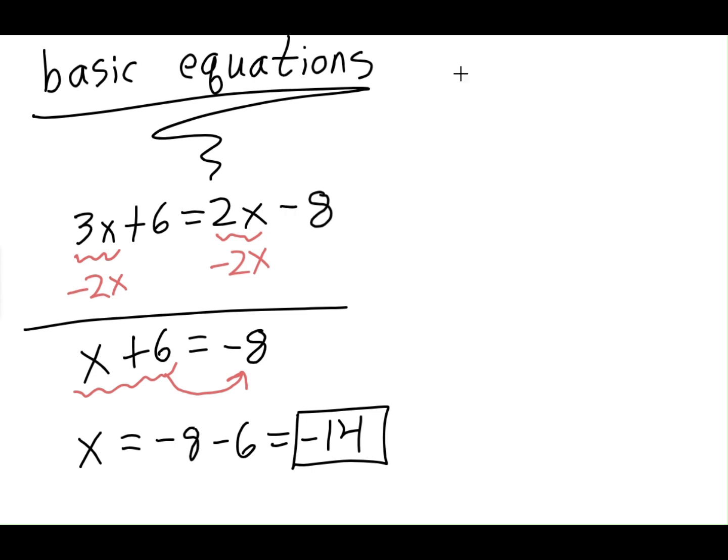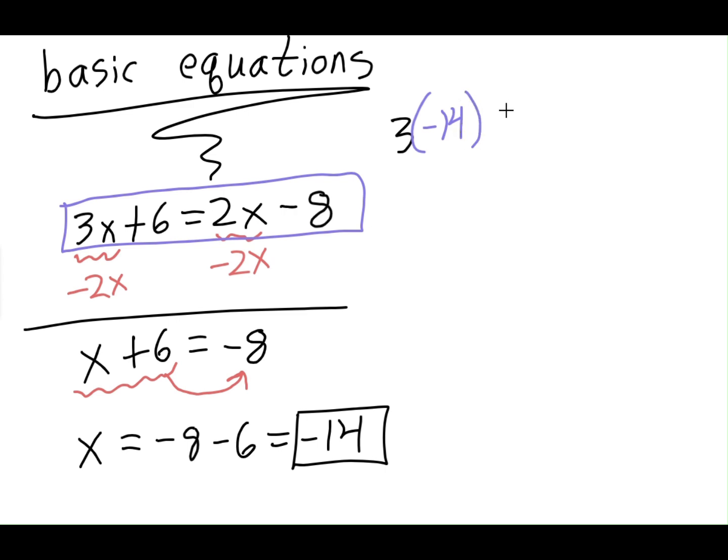If you were to plug that back into the equation, which we don't really have to do, we have our answer. It's negative 14. But you know, in math, it's a very good idea to double check yourself. So let's do that here. We would have 3 times negative 14 plus 6 is equal to 2 times that negative 14 minus 8.